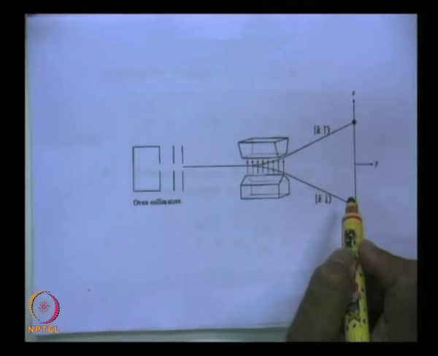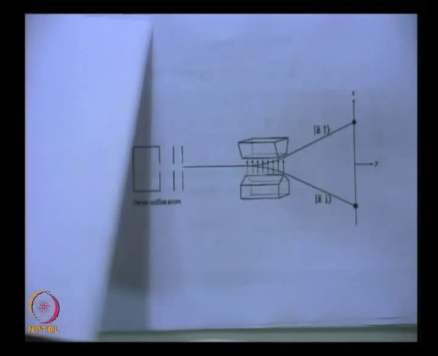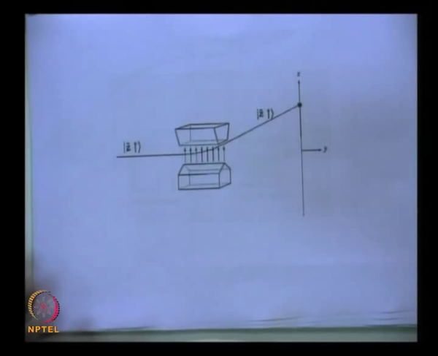Now, let us suppose I block the beam and allow the z up state to pass through again a similar inhomogeneous magnetic field. Then all the magnets are pointing upwards, all the magnets are in an eigenstate of the operator mu z or S z. Since I am measuring mu z again, it remains in the same state and you obtain only one spot on the screen.